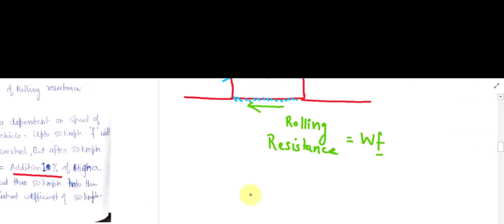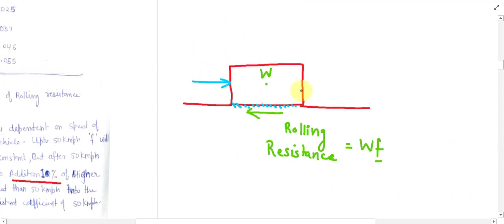We can also understand this by this figure. Suppose this is a block having a weight W resting on a surface. As you know, the block surface and the road surface are different, hence there is friction. This friction occurs only on the bottom surface area, which is in contact with the surface. If you move this block in this direction, the friction force occurs in the opposite direction, and this friction force is called rolling resistance, which is given by the weight of the block multiplied by the friction coefficient of this surface.